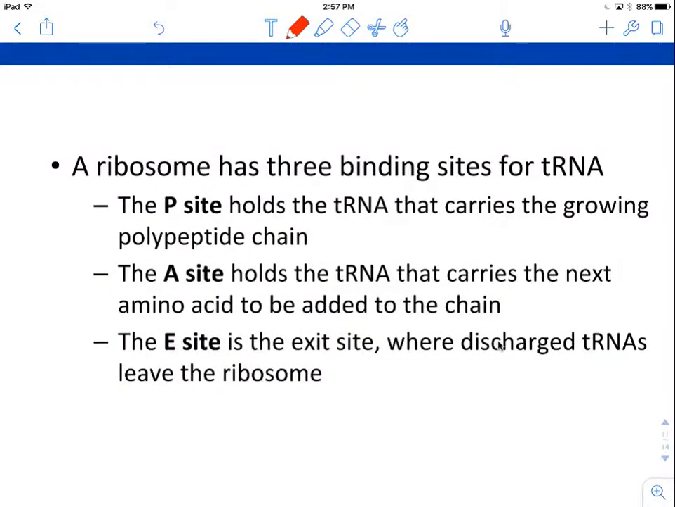So inside the ribosome, there are three binding sites for tRNA. There's the P site, and we'll see a cartoon of this on the next slide. The P site holds the tRNA that carries the protein or the polypeptide chain. The A site holds the tRNA that's going to have the next amino acid to be added to the chain. And then there's the E site, which is the exit site. This is where, once the tRNA discharges its amino acid and adds it to the protein chain, the uncharged tRNAs leave the ribosome.